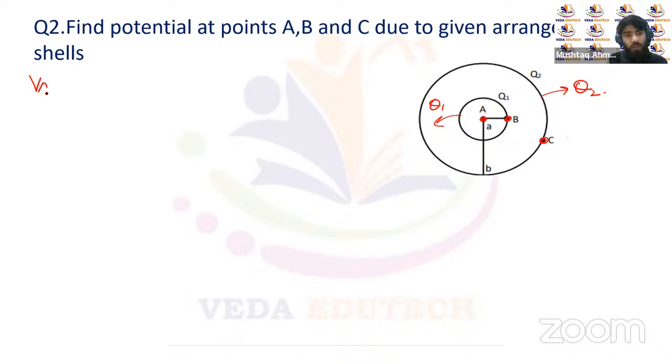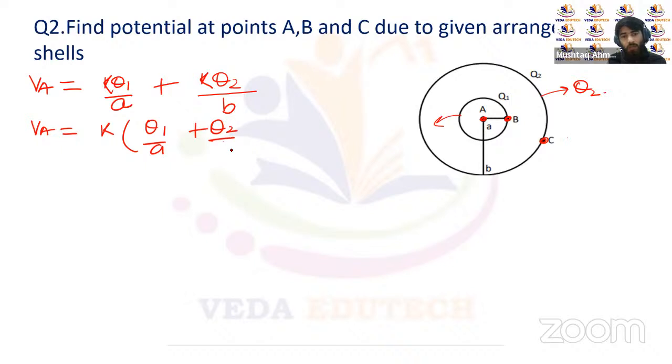Let's try to find the potential at point A. At point A, there will be a potential because of this charge Q1, and because of this charge Q2 also. Because of this shell with charge Q1, the potential inside the shell will be the same as the potential on its surface. It means that it will be equal to KQ1 upon a. And there will be a potential also because of the Q2 charge, and point A is inside this shell C. So the potential because of shell C will be KQ2 upon the radius of this bigger shell, that is b. It means the total potential at A will be equal to K into Q1 by a plus Q2 by b.